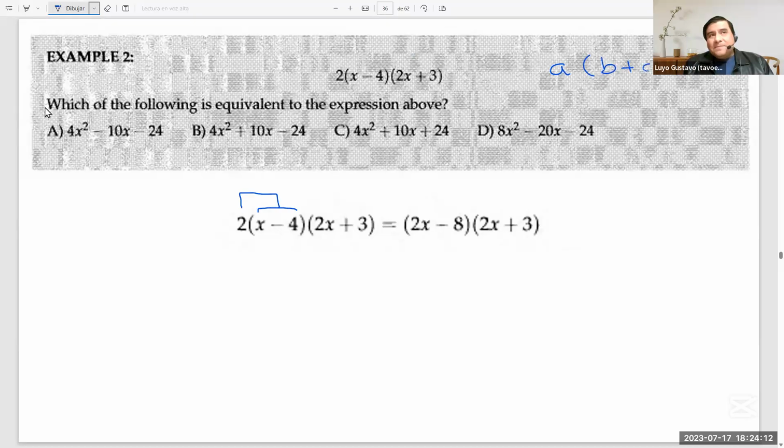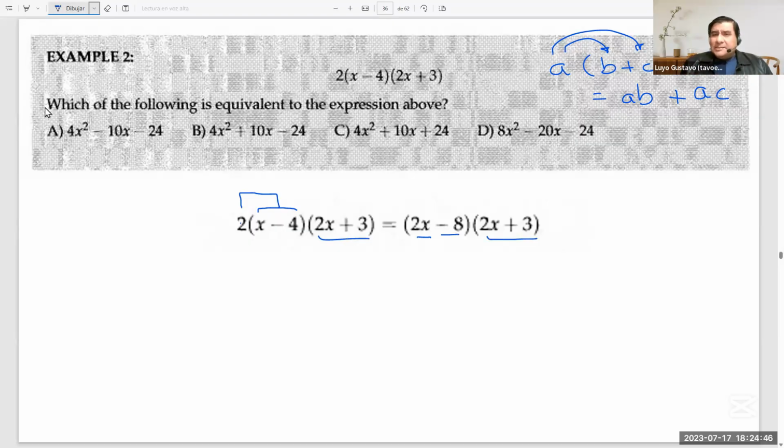How do you multiply this? This is the same as a times b plus a times c. So this is the principle when you multiply binomials in general or polynomials, right? So how do we do this? 2 times x here, 2 times negative 4 here, 2x minus 8. Now this will be multiplied by the second term, that is 2x plus 3. Now this is a simple multiplication of binomials.